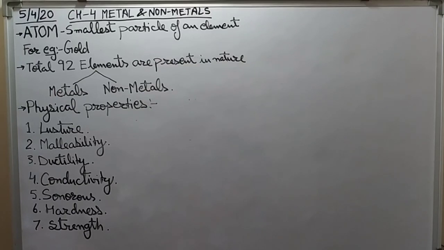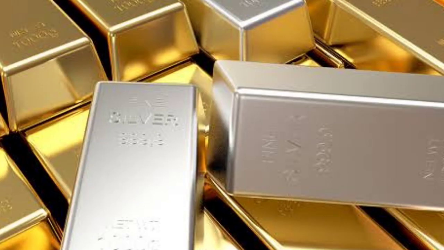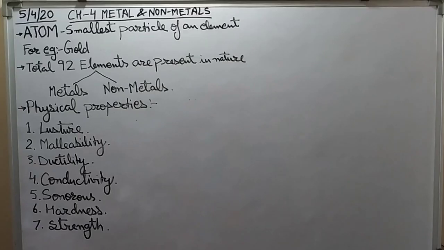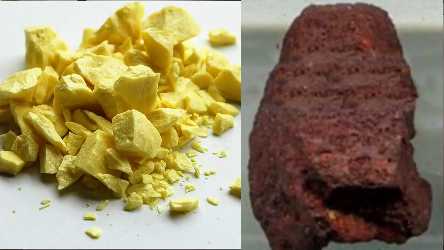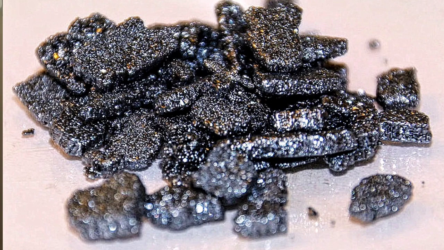Now the first physical property is luster. Luster means what? All the metals are having lustrous, or they are having shininess, or they are always shining. For example, gold and silver, as you can see in the picture. But non-metals are not lustrous. They are very dull in look. For example, sulfur and phosphorus, as you can see in the picture. Now, only the non-metal, that is iodine, is having lustrous.